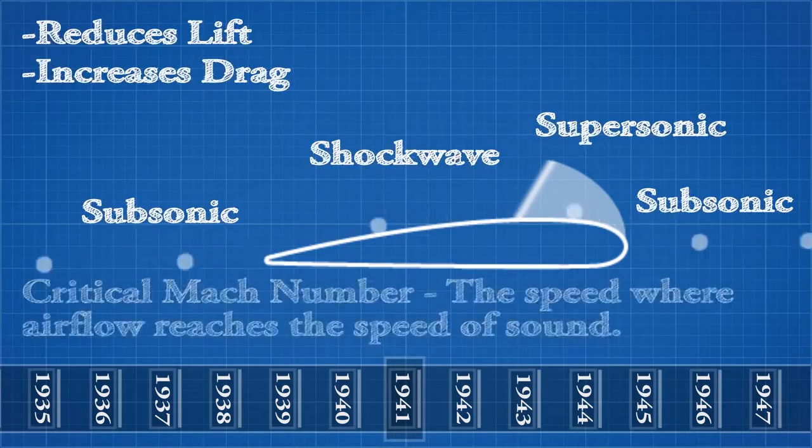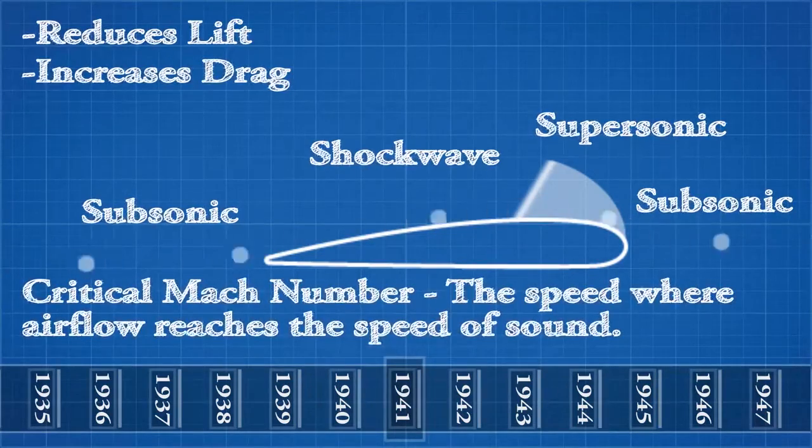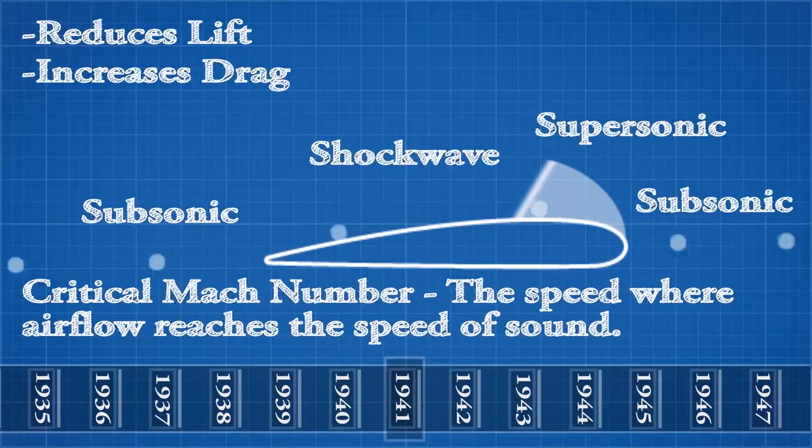The speed at which shockwaves begin to appear is called the critical Mach number, and Ralph Verdon reached this speed during his high-speed test dive. So why did this cause a crash?